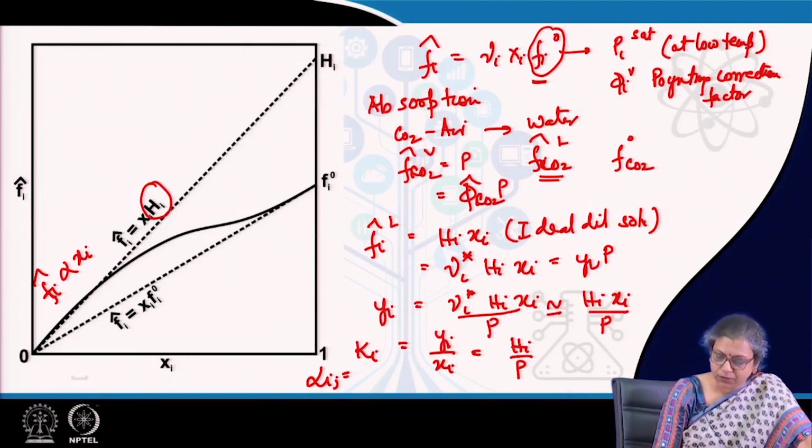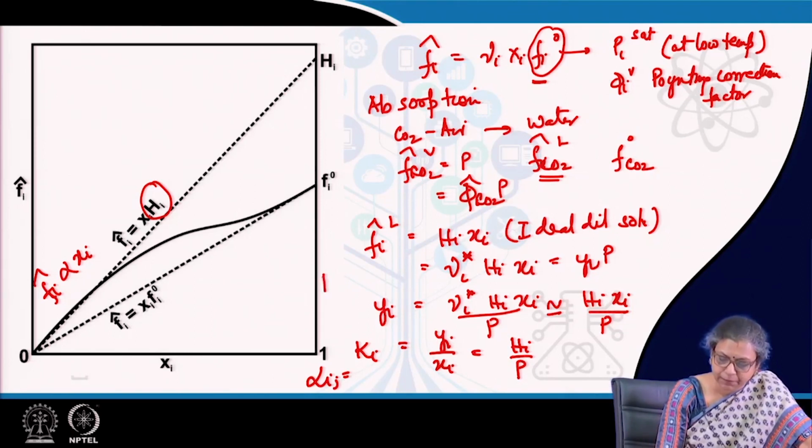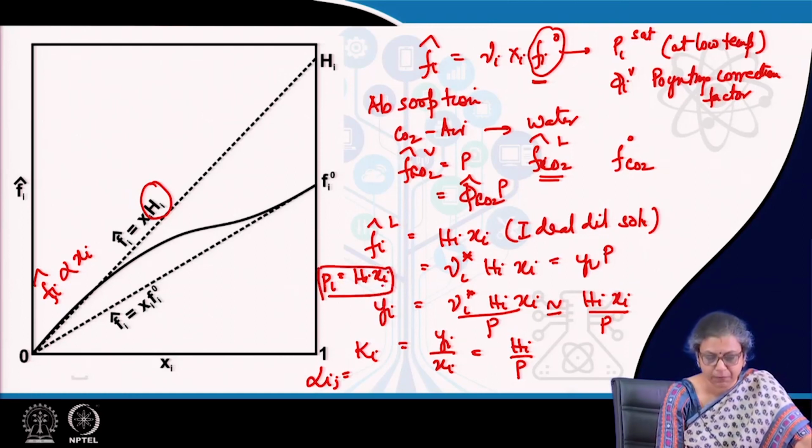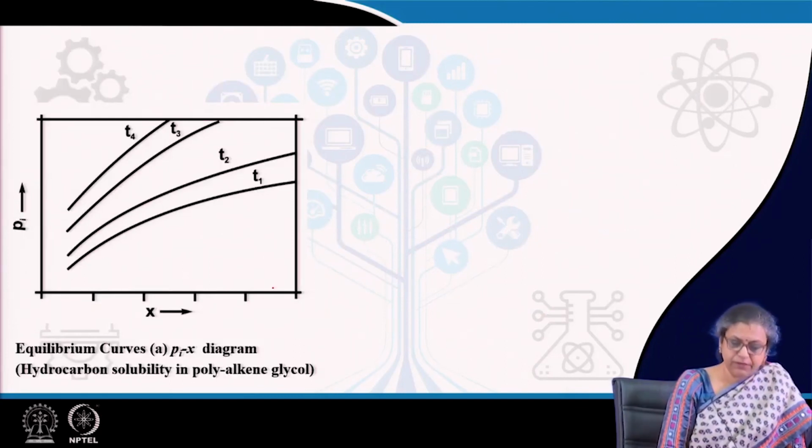accordingly, once we can find out Yi and Xi, definitely for different Xi's we can find out Yi and we can start generating the data. But as I have told you, conventionally we express the data in terms of partial pressure and Xi. So, in order to do that, we find that Pi in this particular case corresponds to Hi into Xi. So, once you know Xi, we can generate the partial pressure data, and we can generate the Pi versus X data for different conditions.